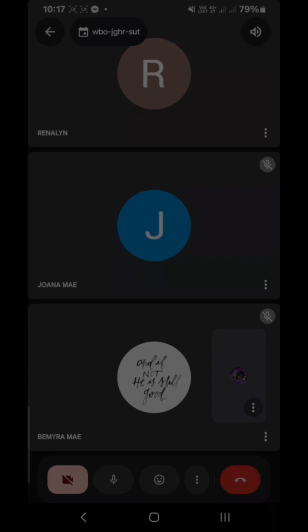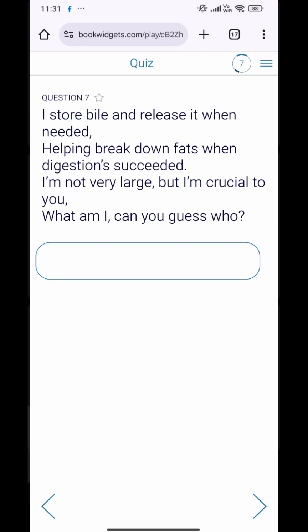Next. I store bile and release it when needed, helping break down fats when digestion succeeded. I am not very large, but I'm crucial to you. What am I? Can you guess who? Yes, Miss Joanna May? I guess it is our pancreas, ma'am. Yes, very good. That is our pancreas.